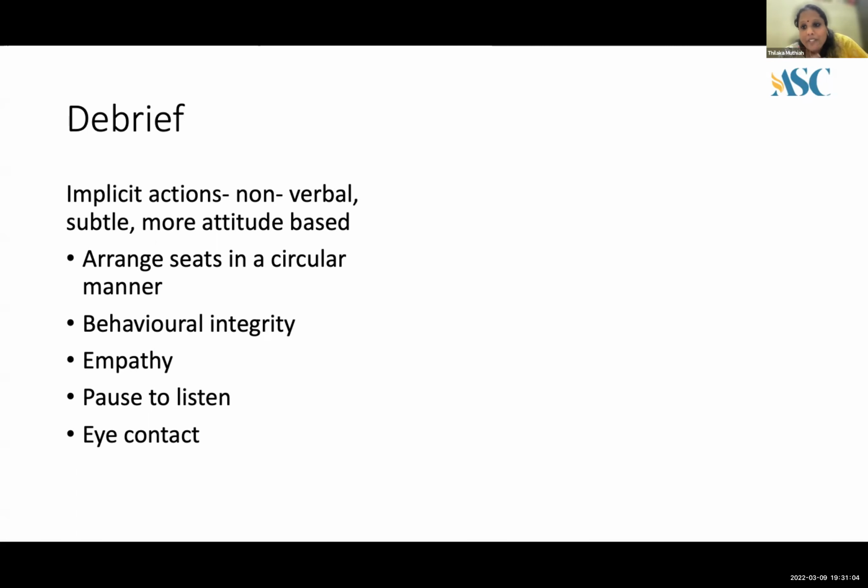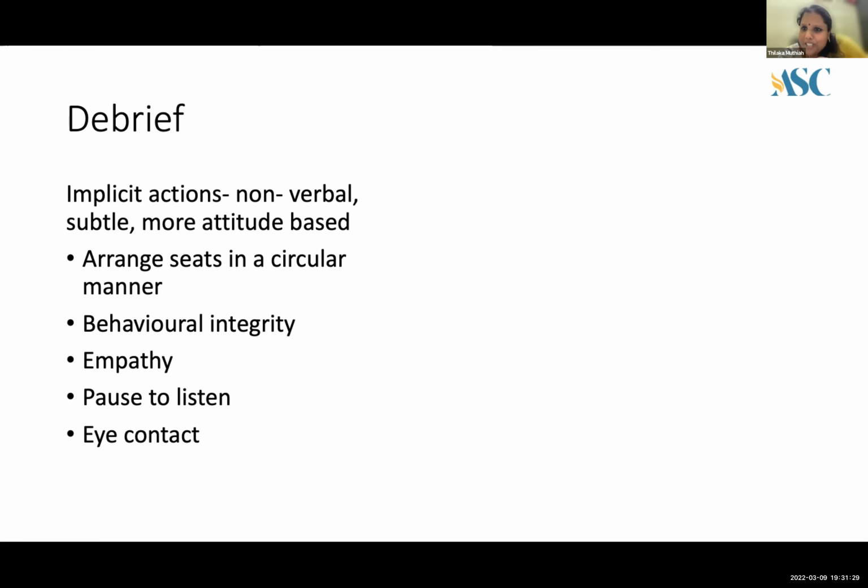And we will have to exhibit behavioral integrity. Like for instance, if I tell them that I'm not going to be judgmental, I have to show that in my behavior also. And when they go through some kind of emotions, which will happen during simulation, they might feel really pathetic for having done something or for not having done something, we have to express some kind of empathy.